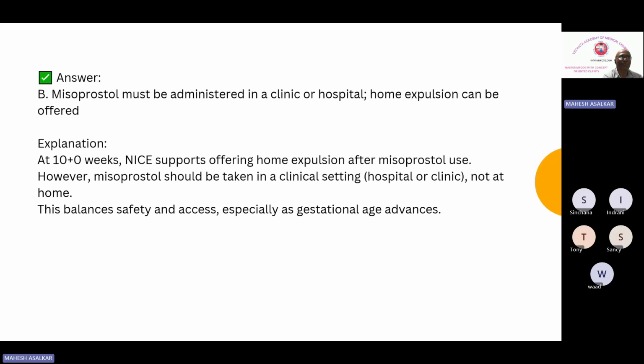Option B: misoprostol must be administered in the clinic or hospital, but home expulsion can be permitted. At 10 weeks of gestation, NICE supports offering home expulsion after misoprostol use. However, misoprostol should be taken in a clinical setting, hospital or clinic, not at home. This balances safety and access, especially as gestational age advances. These are minor points you want to check.